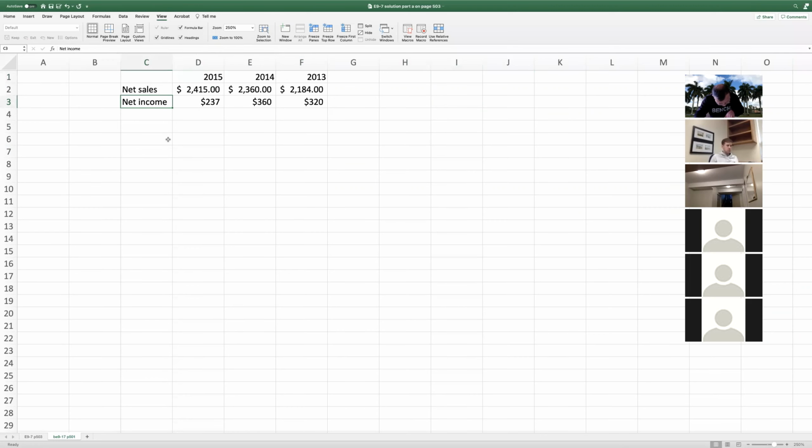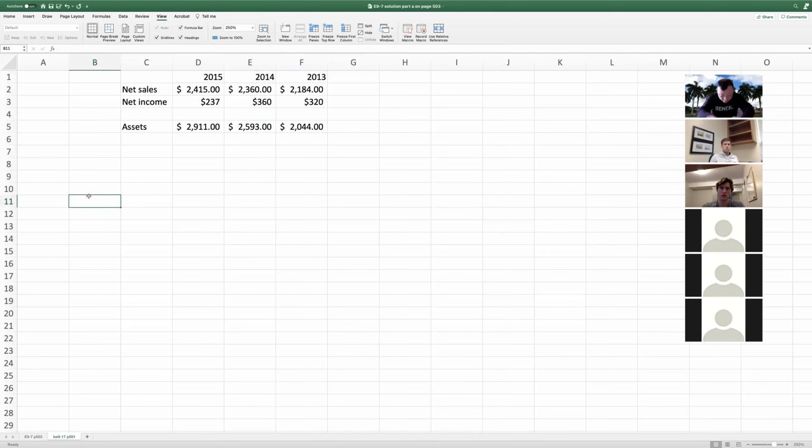Okay, and then we have information about the assets. So at the end of 2015, 2911, 2014, 2593, and 2013, 2044. Okay. All right.